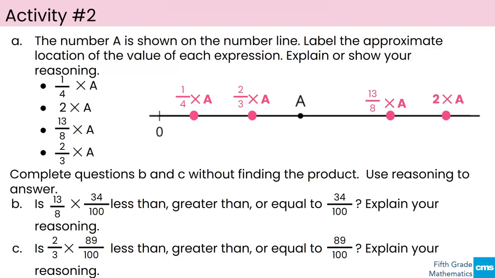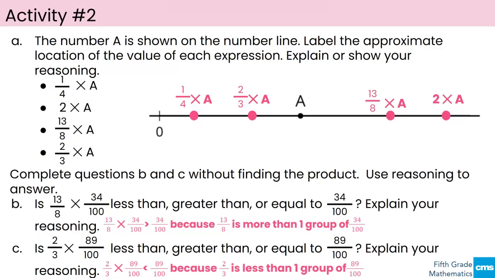At the bottom, students do not need to multiply these again, but they're determining if it's less than, greater than, or equal to 34/100ths. Since 13/8 is more than one group of 34/100ths, the answer would be greater than. 13/8 times 34/100ths is greater than 34/100ths. And 2/3 times 89 hundredths is less than 89 hundredths because 2/3 is less than one group of 89 hundredths.